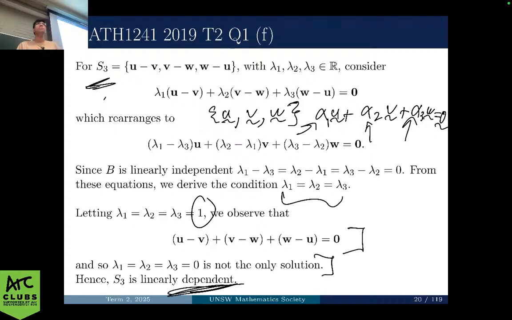Does that make sense? There's this case for lambda 1, lambda 2, lambda 3 that are not all equal to 0, where the product of these is still equal to the 0 vector. Does that make sense? Cool.